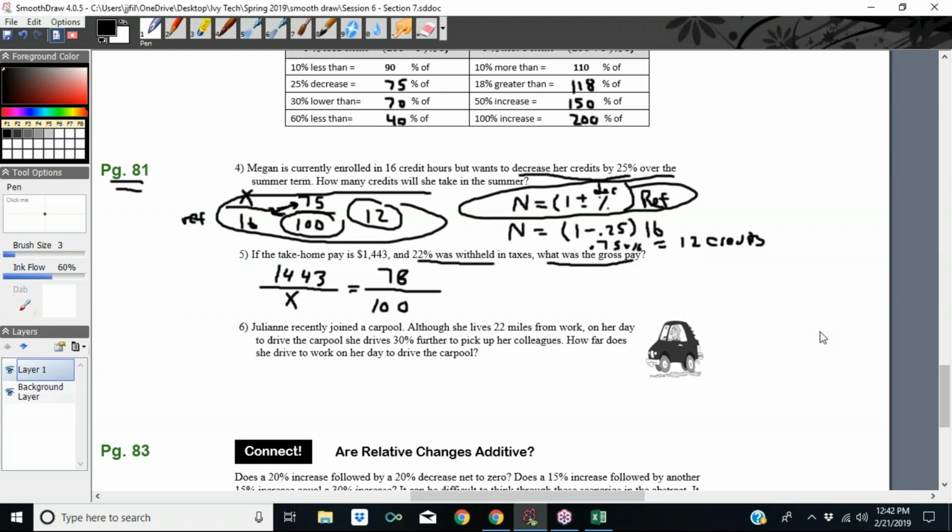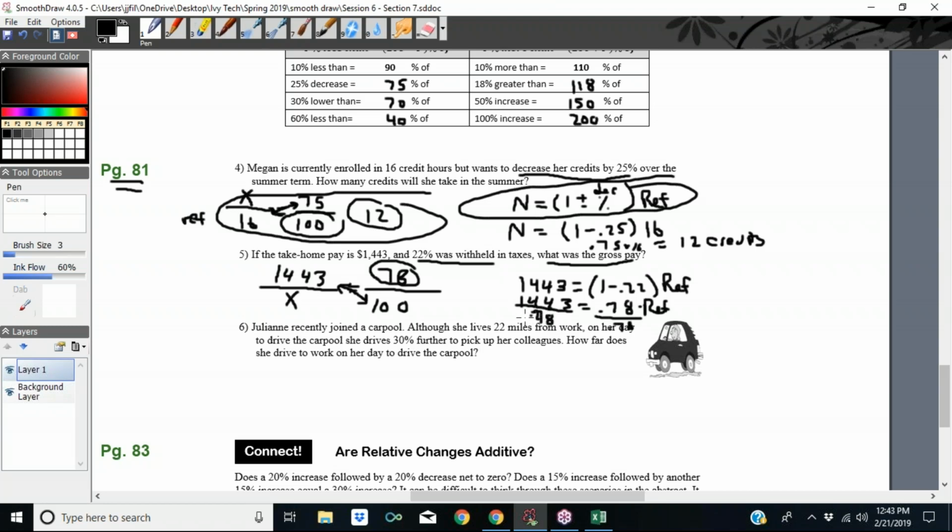Very good. I see that you have that in there, Brian and Stephanie. Good. And now Melissa and Nicole. Awesome. So we're going to do 1443 times 100 and then divide by 78. And again, if you want to do that with an equation, we'd say the new amount, 1443, is 1 minus 0.22 times the reference amount or the gross pay. So 1443 equals 0.78 times the reference amount. And in this case, if we're doing it with the equation, we have to divide by 0.78, divide by 0.78.